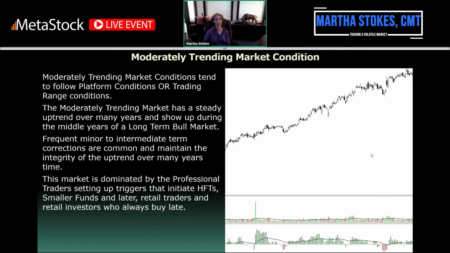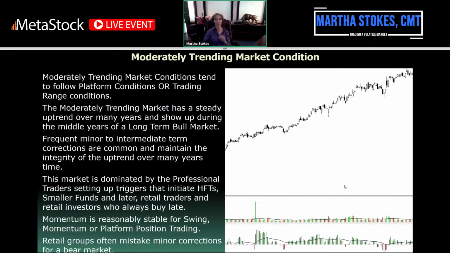This market is dominated by the professional traders setting up triggers that initiate HFTs, smaller funds, and later retail traders and retail investors who always buy late. So momentum is reasonably stable, and swing trading, momentum trading, or position trading is very common. It may be very volatile for day trading. So I recommend, again, I know some of you love the day trade, but when the momentum is there and when the velocity is there, that's when your best activity is.